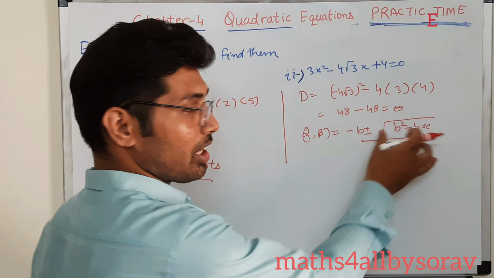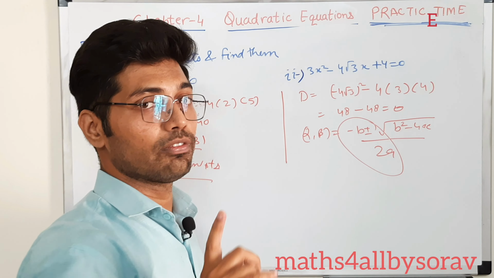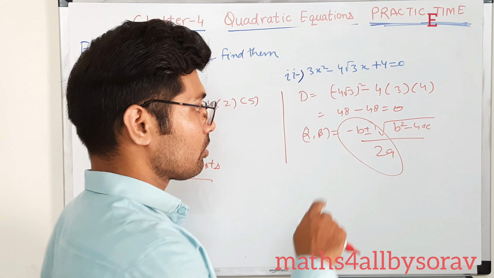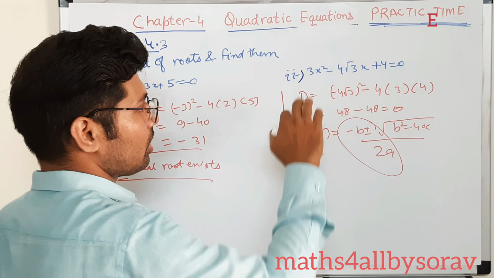So if this value is 0, we will be left only with this one. So this gives only one value, right? So it has a real solution, only one single solution.